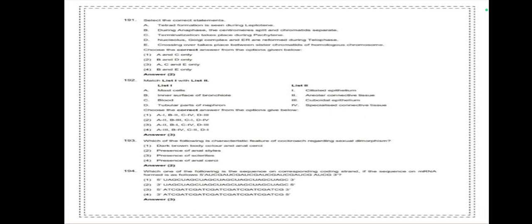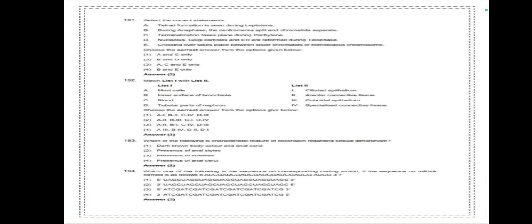Question number 192, match list 1 and list 2. Choose the correct answer from the options given below. Answer is 3. Mast cells, areolar connective tissue. Inner surface of bronchial, ciliated epithelium. Blood, specialized connective tissue. Tubular parts of nephron, cuboidal epithelium. Question number 192, answer is 3.